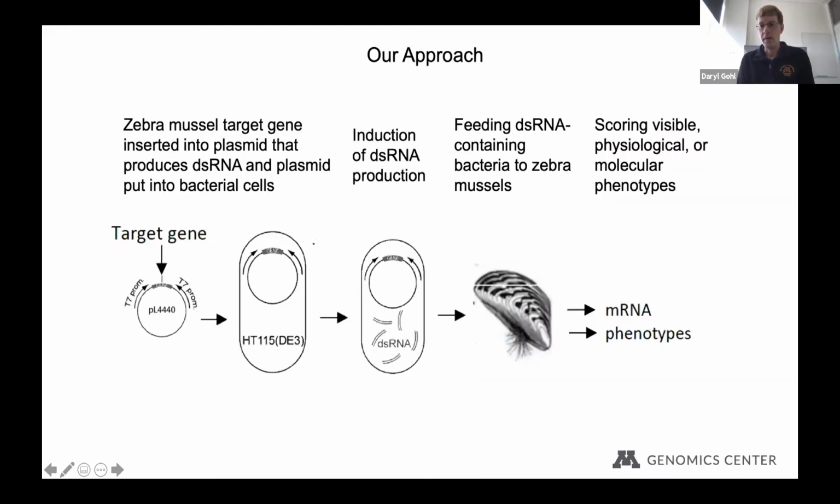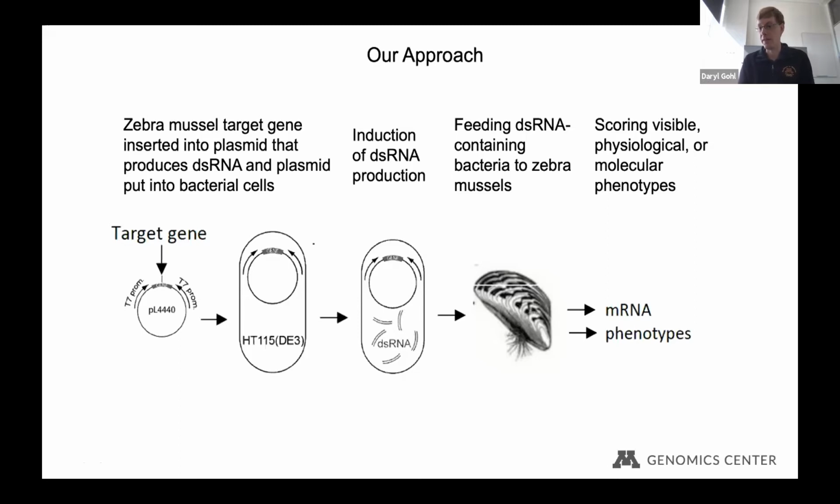So to give you a little more detail about how we do this in practice, we take a small segment of a zebra mussel target gene. We put this into an expression plasmid that allows us to produce double-stranded RNAs. This plasmid is then placed into a strain of bacteria that will express those double-stranded RNAs. The plan is to take these double-stranded RNA producing bacteria and feed them to the zebra mussels, and then to score the phenotypes that are induced.